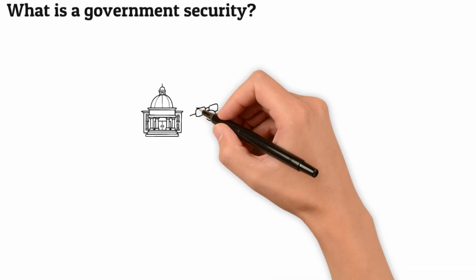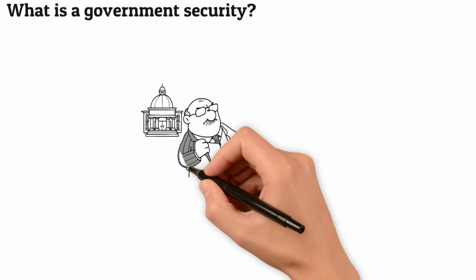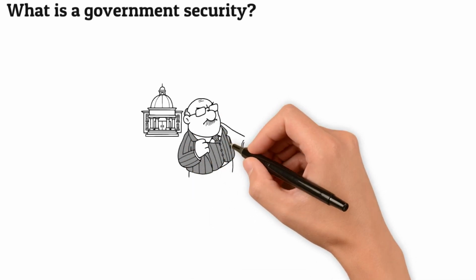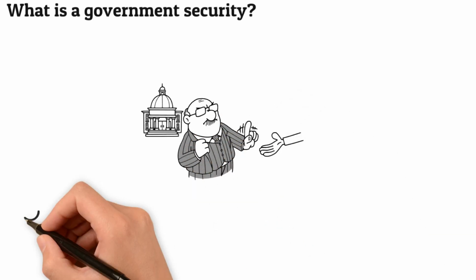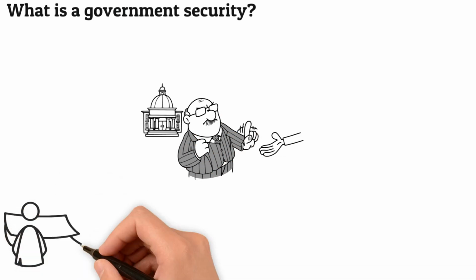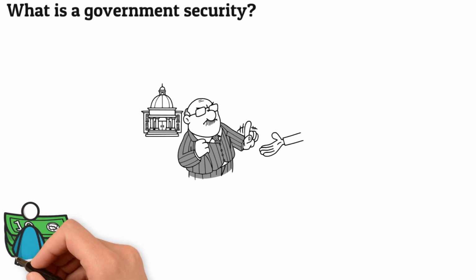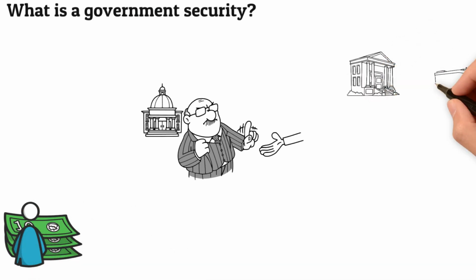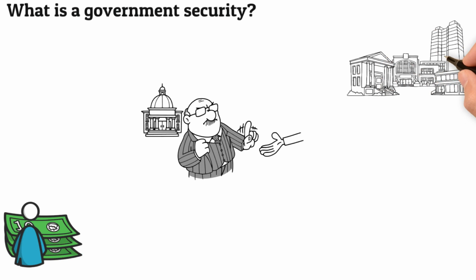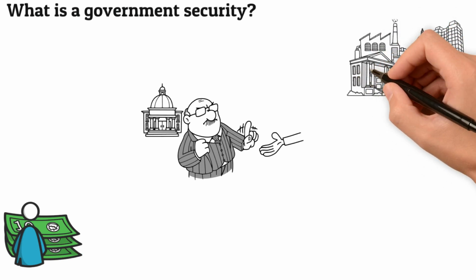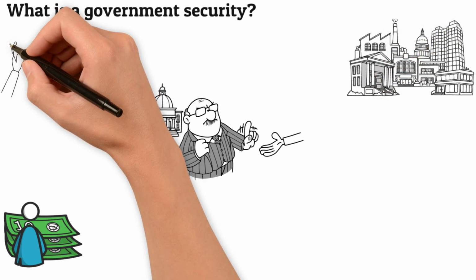What is a government security? A government security represents an investment in the debt issued by a government entity. These securities can be in the form of bonds, bills, notes, or other forms of debt. Governments use these securities to finance their operations and fund infrastructure projects.